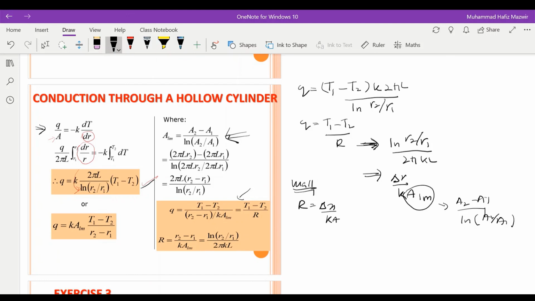So, as a conclusion, in hollow cylinder, you have two types of R, which is you can use R as R2 minus R1 over K A log mean, or you can use R to calculate by using ln R2 over R1 over 2 pi KL.